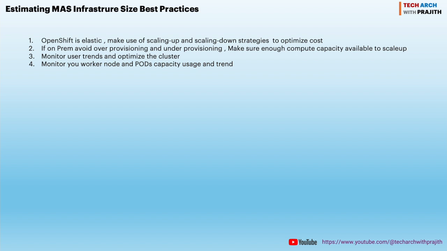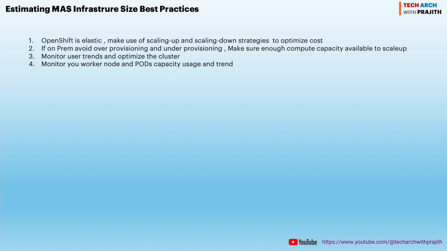If on-prem, avoid over-provisioning and under-provisioning. On-prem is a little bit tricky because you need to have the availability. There is a chance you are over-provisioning or under-provisioning. But if you properly calculate, you can get close to an optimal range, but make sure there is available capacity to scale up. In the cloud, it's not a problem. You can add and remove worker nodes on the fly. On-prem, you need to size it up and make sure you have available compute capacity to scale if needed.